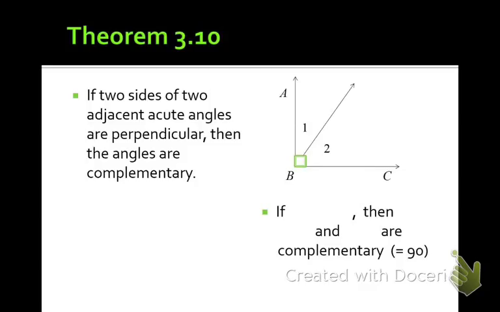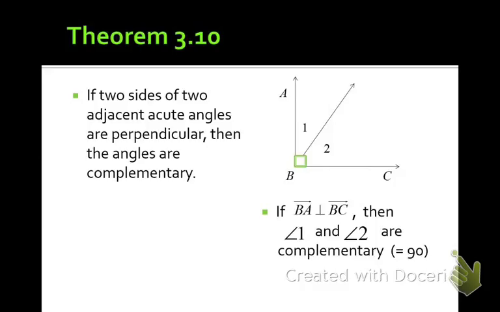Theorem 3.10 says if two sides of adjacent acute angles are perpendicular, then the angles have to be complementary. In other words, in this diagram, if ray BA and ray BC are perpendicular, then angle 1 and angle 2 are going to be complementary. Automatically, they're going to add to 90.